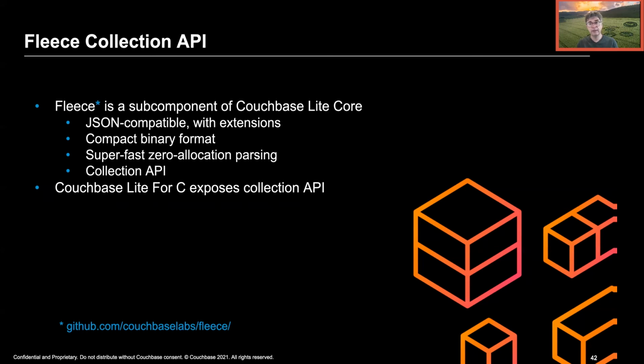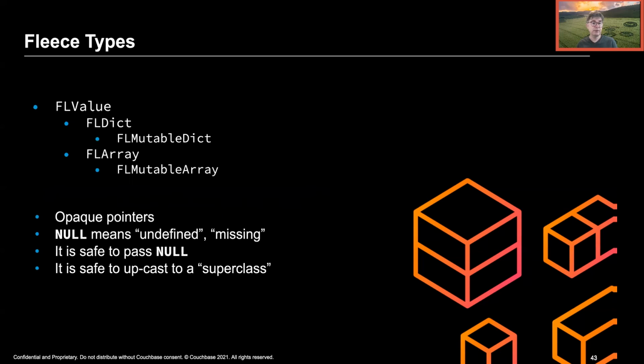So we're exposing this collection API from Fleece in Couchbase Lite for C, which explains why the name prefixes are different in this. You'll see FL instead of CBL. That's because it comes from this underlying Fleece library. There's sort of a class hierarchy here, even though they're not literally classes in C, with FLValue being a sort of generic object type, and it has particular subclasses, FLDict for dictionaries and FLArray for arrays. And these also have subclasses for the mutable versions of these collections.